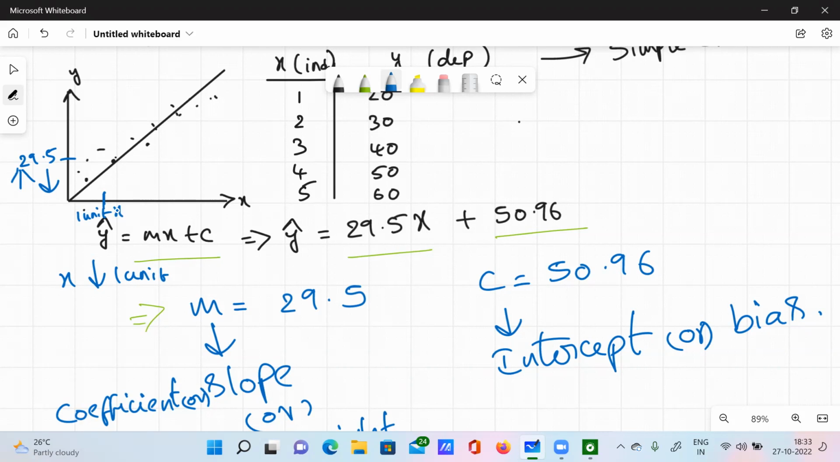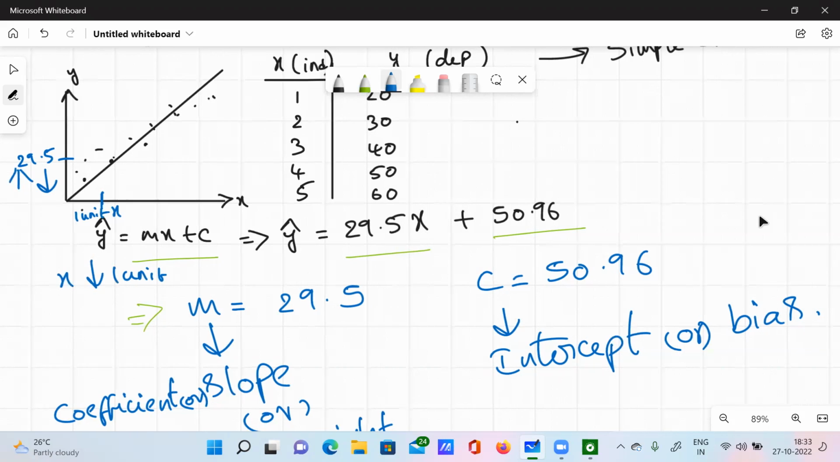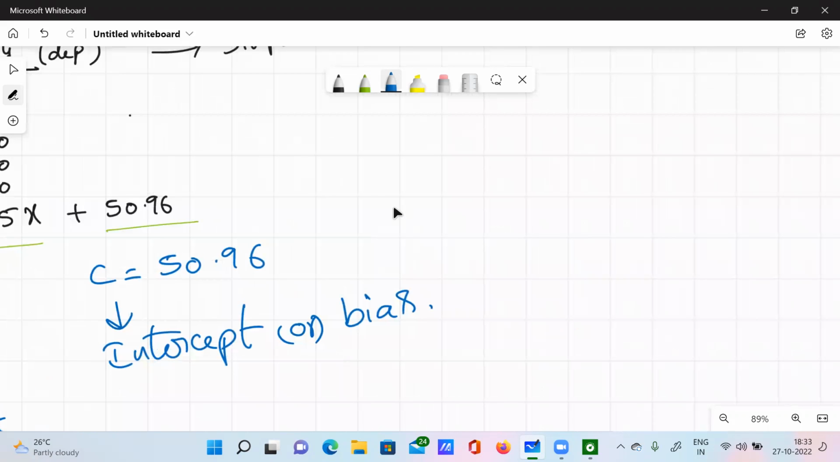And what is meant by this C here? C equal to 50.96. What do you mean by that? So you can describe the C as, for example, I'll draw a new graph here.